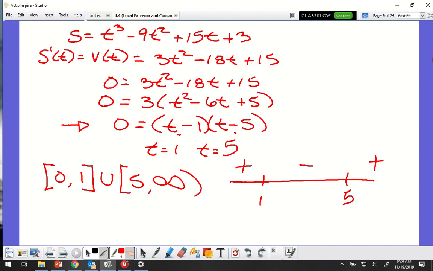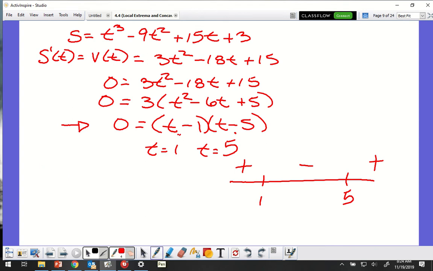So the interval should be in parentheses, because we're not including the ends. Looking through my notes, it is supposed to be parentheses 0 to 1, and then again 5 to infinity. I'll look at that again to double check, because I really think there's a problem there. Okay, so we're not including those.